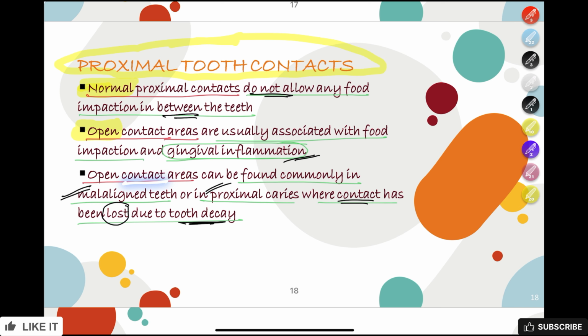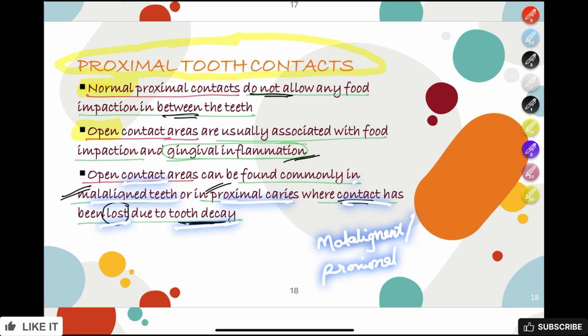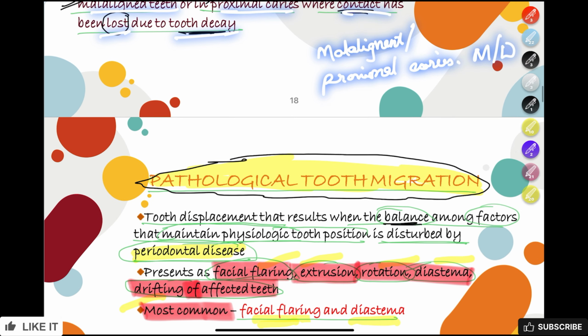Open contact area can be found commonly in malaligned teeth or in proximal caries where contact has been lost due to tooth decay. So in case of malaligned teeth, we can see open contact area, as well as in the case of proximal caries, that is caries with respect to the mesial or distal surface.